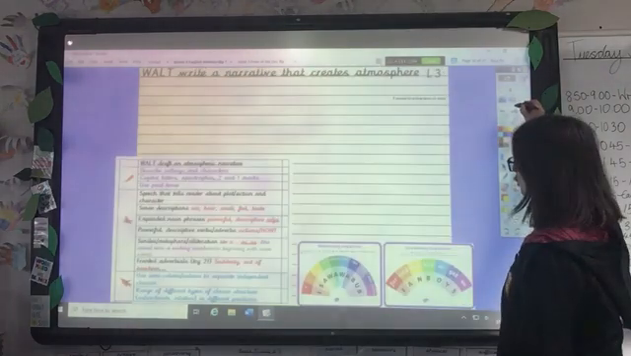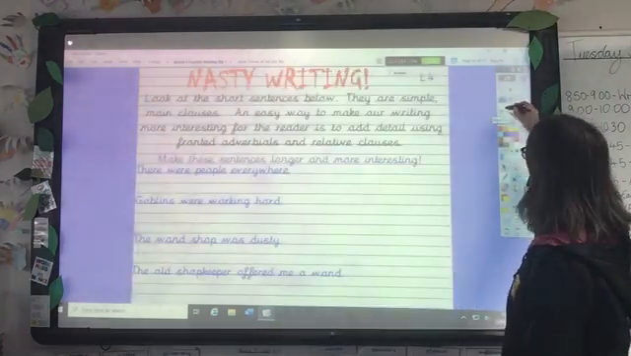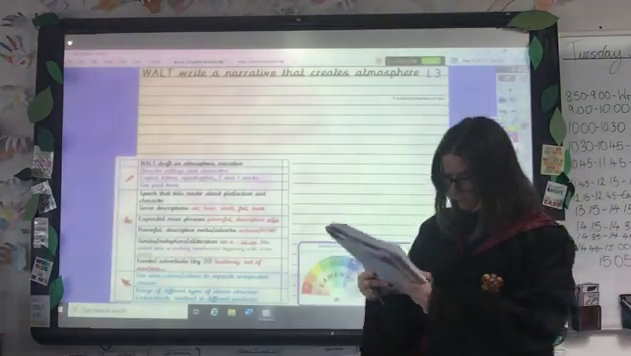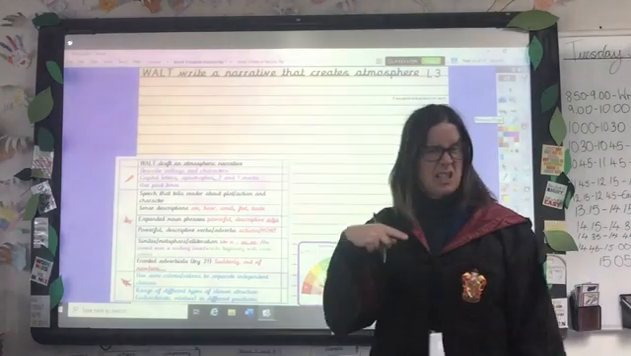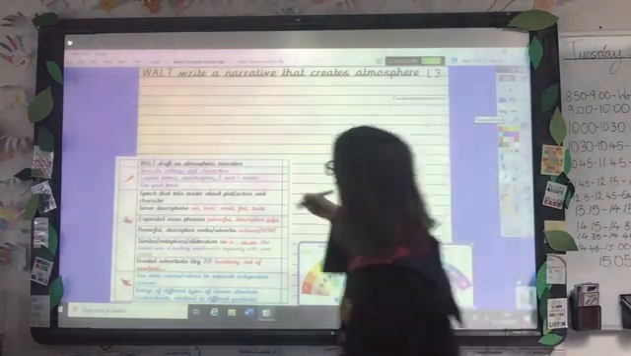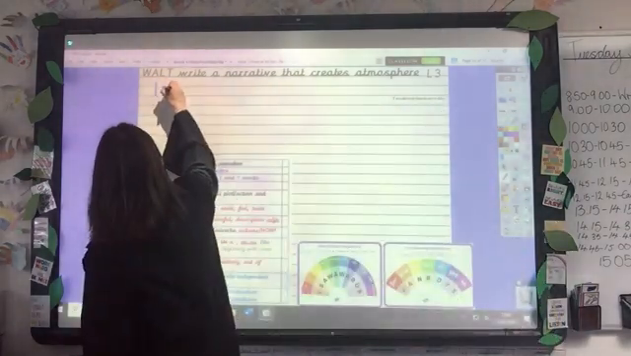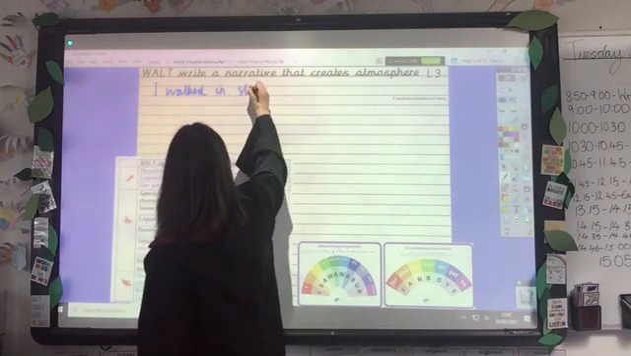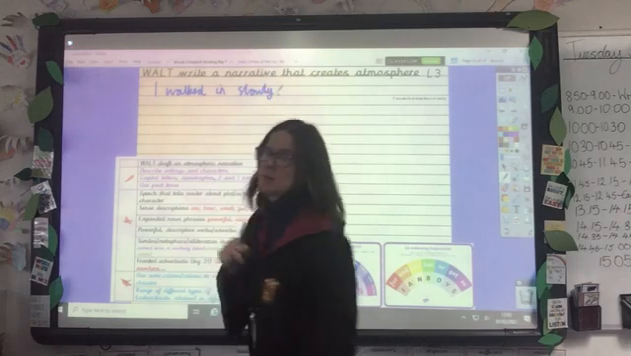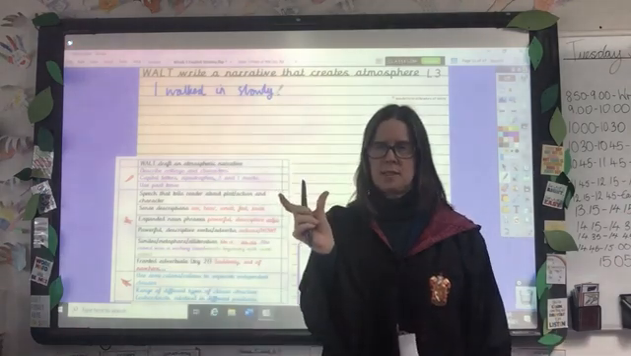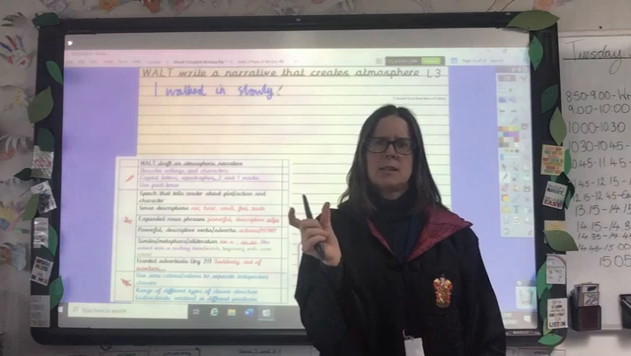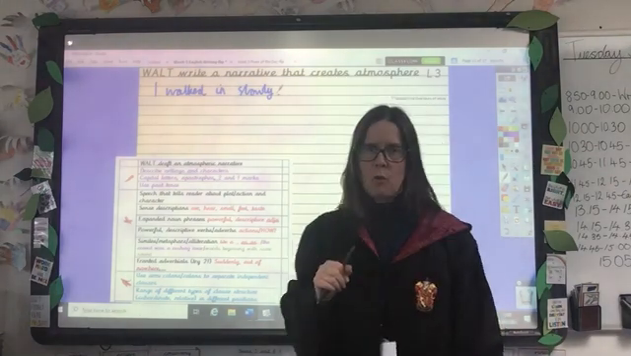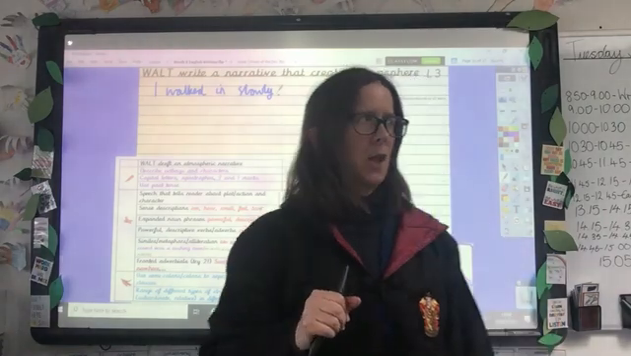So I'm going to show you how I would start my story, my third paragraph. And I'm thinking back to my nasty writing, because I might be able to use some of that actually. So, I walked in slowly. That's how I'm going to start. So I've got a short sentence. Remember I said sometimes a short sentence is quite a good way to hook the reader right at the beginning of the paragraph. So, I walked in slowly.